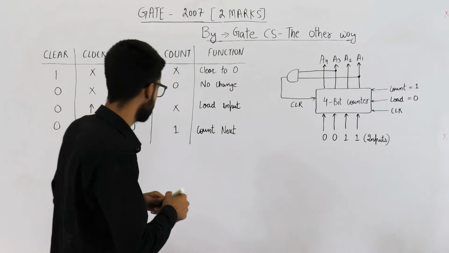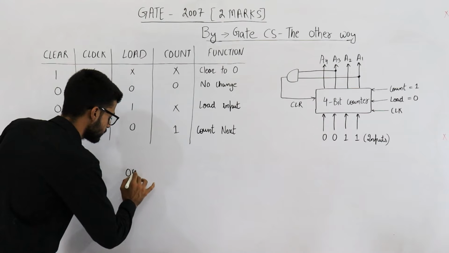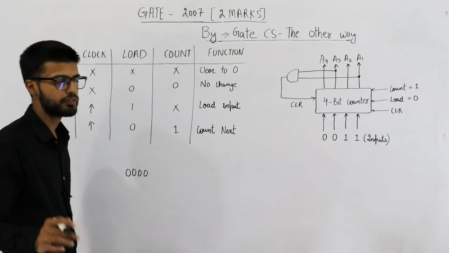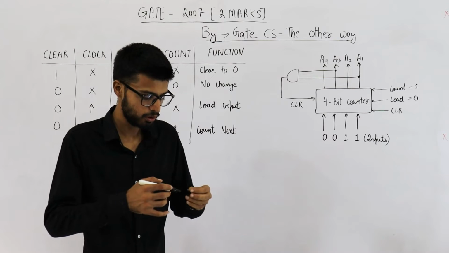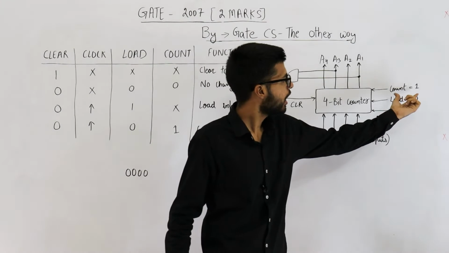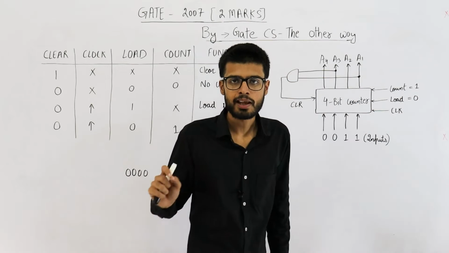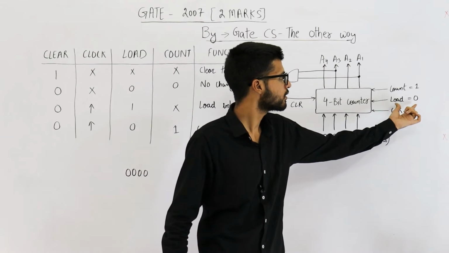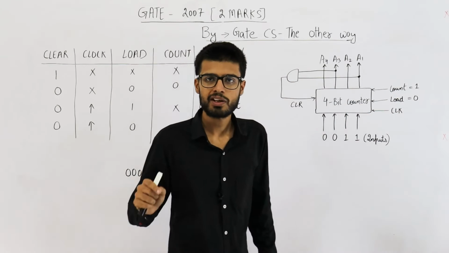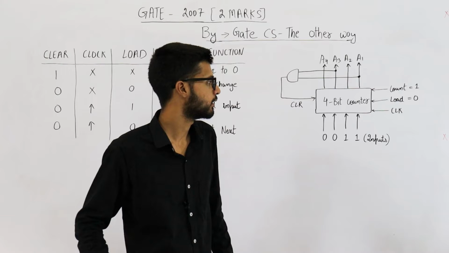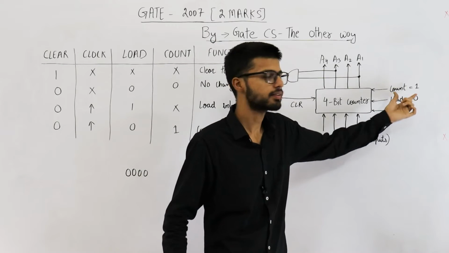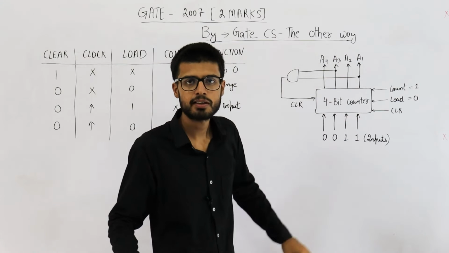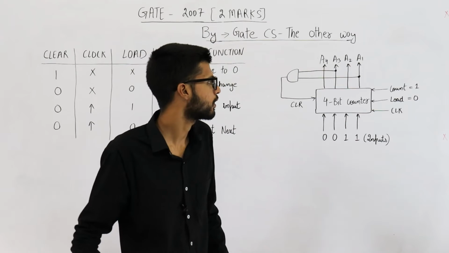They are saying initially the value is 0, 0, 0, 0. So A1, A2, A3, A4, all of the bits are 0. Now, you can see count signal is permanently 1. That means we are asking this counter to keep on counting. Load signal is permanently 0. We are asking this counter not to load anything. See, count equal to 1 means whatever is the current state, incremented by 1.